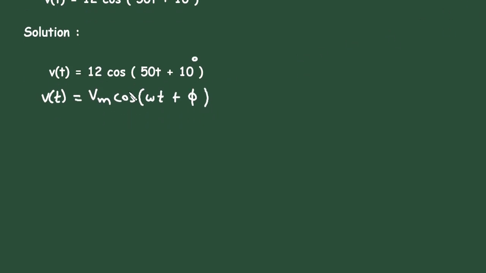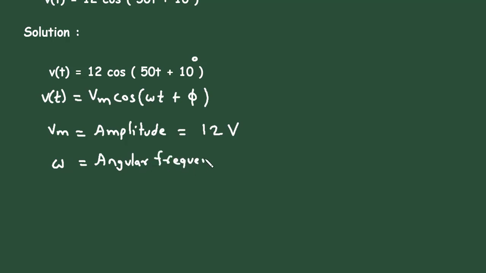So here we can see Vm is the amplitude. So amplitude is equal to, here we can see Vm is equal to 12, and the unit of this amplitude is volts. Now next is omega. So omega is the angular frequency, and it is equal to, here we can see omega is equal to 50 radian per second. Then next is phi. So phi is the phase angle, and it is equal to 10 degree.